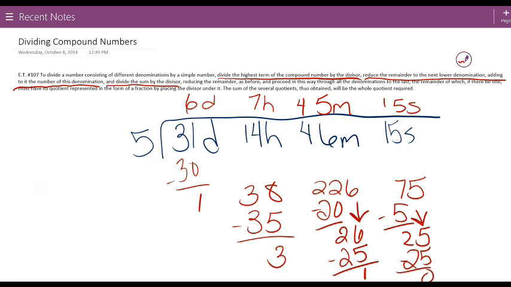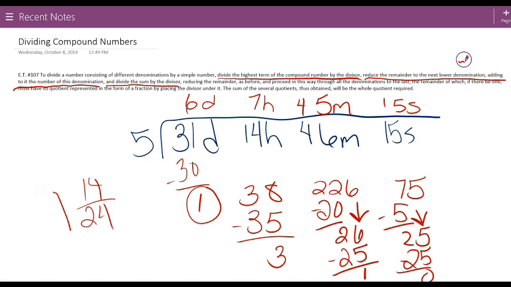Okay, so again, you're just going to divide each unit in your compound number individually, and then whatever your remainder is, you multiply it by the conversion from one unit to the next, and then add in the original number you had. It's almost like working with mixed numbers again, where here we have 14 is the same as 14 24ths of a day.